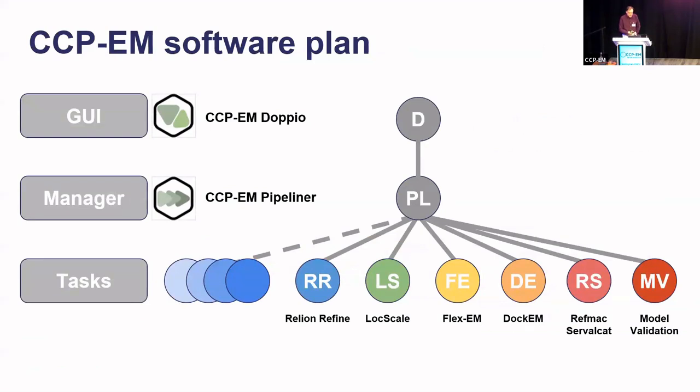So our next generation of software is based on this kind of hierarchy. Doppio is the name of the graphical user interface that most people would interact with. Underneath that, there is a pipeliner layer, which is the business end of the suite. That's the thing that runs jobs, coordinates workflows, handles metadata. And beneath that, there are specific lists of tasks. So things that you might do in Relion, or things that you might do for model building, or anything else. And these tasks are plugins that will go into the pipeliner system.